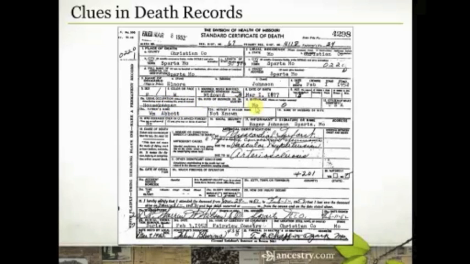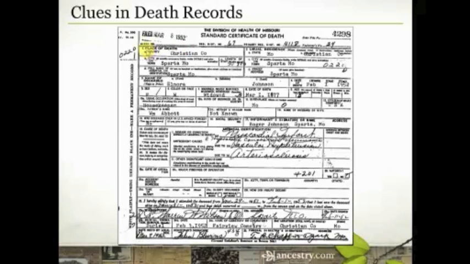Her birthplace is listed as Missouri in the United States. Now there's an O written here. I don't know if that's an O or a 0. Again, that could be a clue to more information. Was she born in Ozark County, possibly? Who knows? But is that a clue? It's certainly worth investigating.